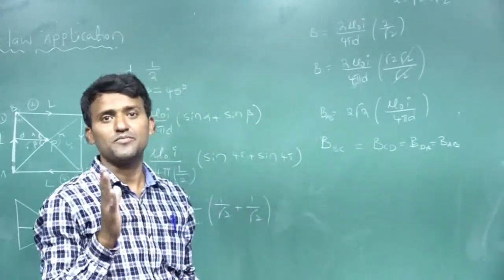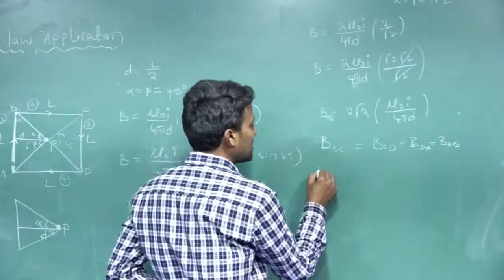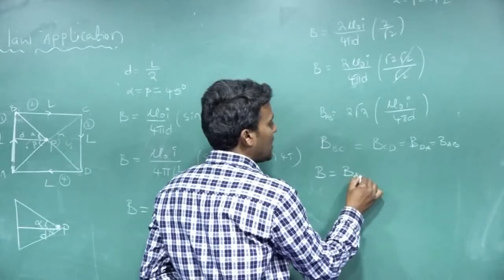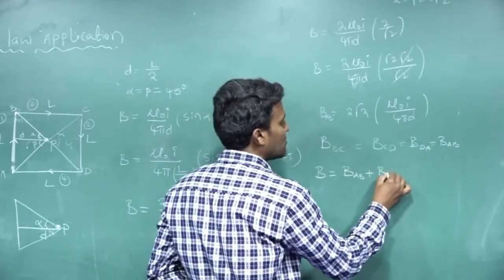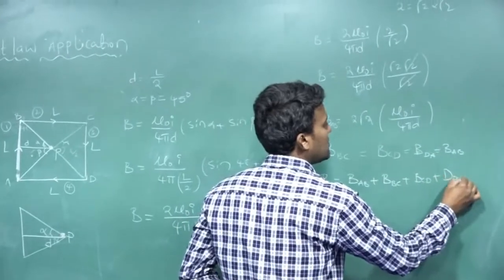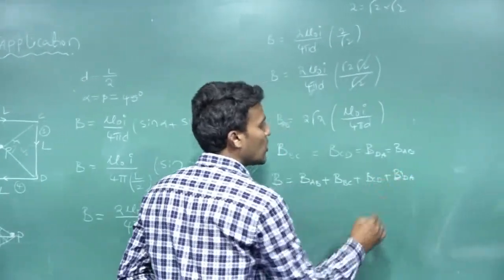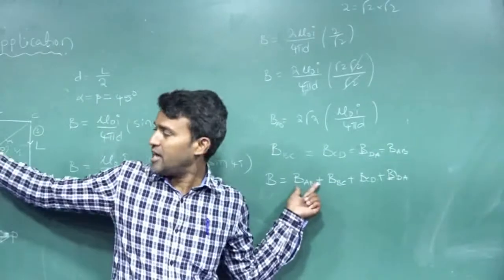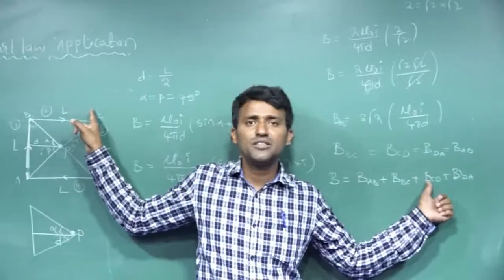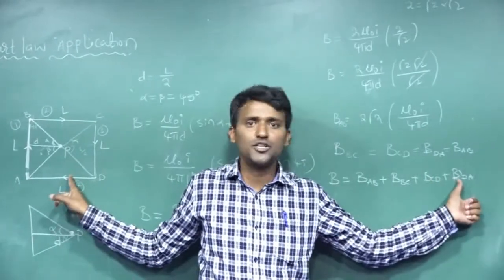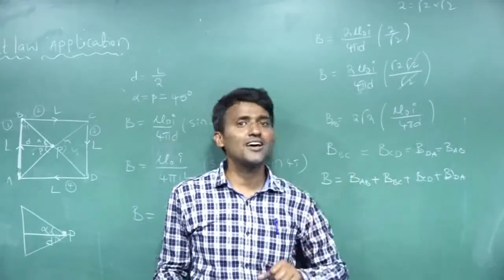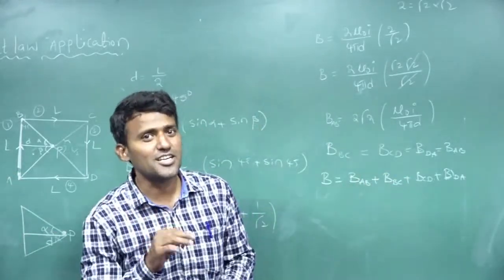What is the direction? Now you can write the total magnetic field. Total magnetic field is equal to BAB plus BBC plus BCD plus BDA. That is, magnetic field due to the AB plus magnetic field due to the BC plus magnetic field due to the CD plus magnetic field due to the DA. So the total is a sum. I have written that all are additions, but is it correct or wrong?